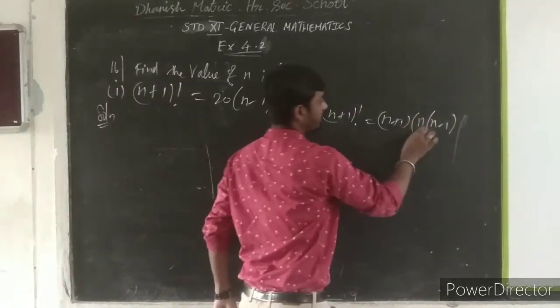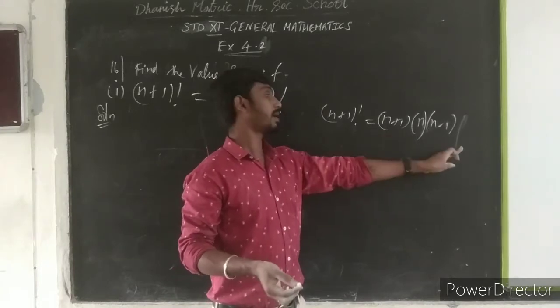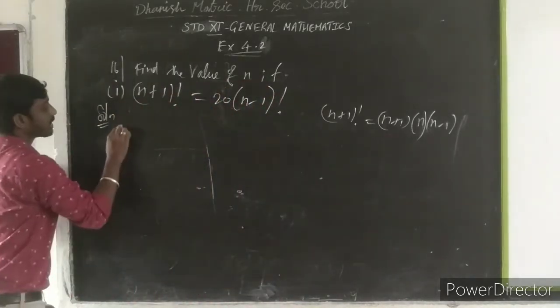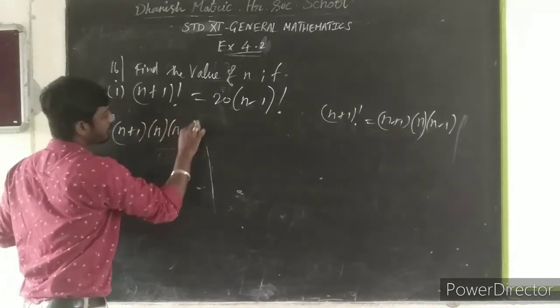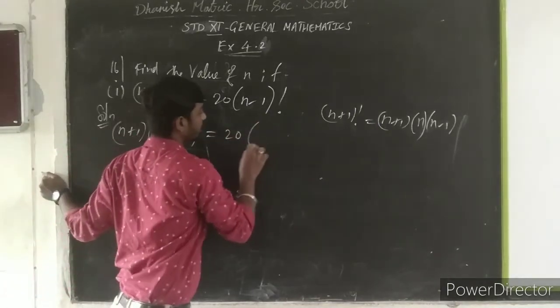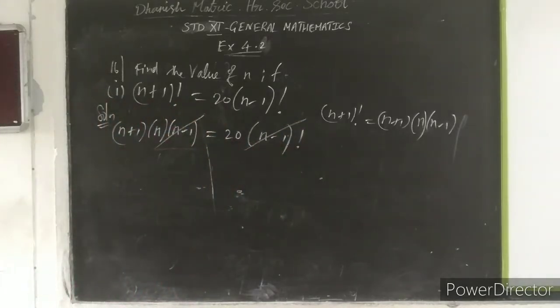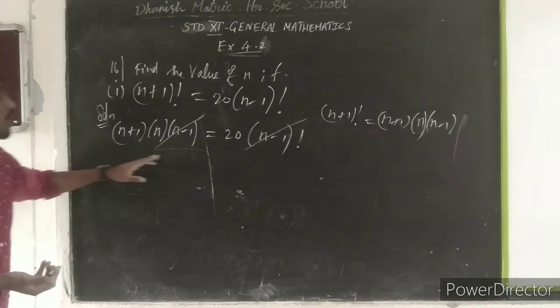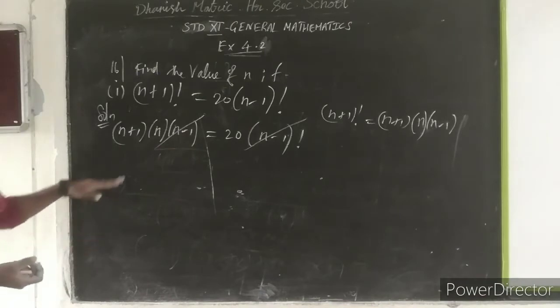(n+1)! means you have to write it like this in factorial: (n+1) n (n-1)!. Now we are going to substitute here: (n+1) n (n-1)! equal to 20 into (n-1)!. Now we are going to cancel this one. (n-1)! cancelling on both sides.